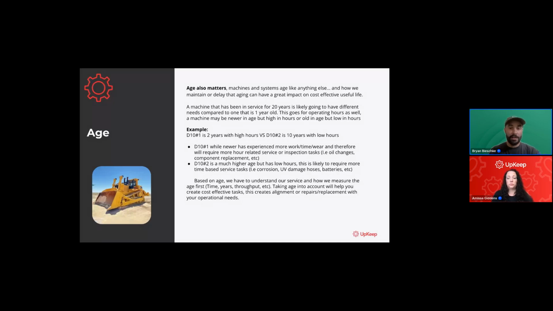I used to have machines that were very old, but very underutilized, so we were doing different types of work on those machines. In this example, a D10 that is 2 years old with high hours versus a D10 that is 10 years old with low hours. The newer one has experienced more work time and wear, therefore it will require more hour-related service or inspection tasks.